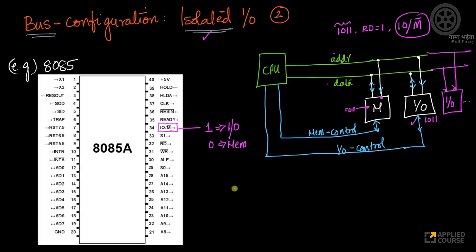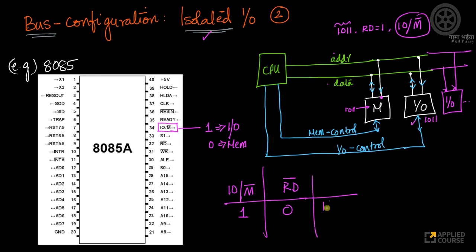So what I'll do now is, I'll take this IO/M bar and I'll take this read. Where is my read? My read is barred, so read is active low. So what happens if this is 1 and my read equals to 0? Then what do I read? Then I do IO read here, which means I read from this chip now.